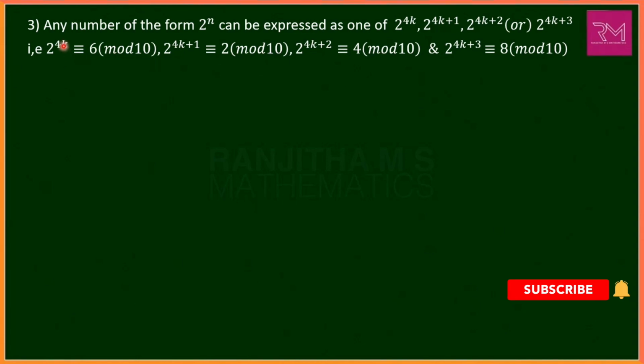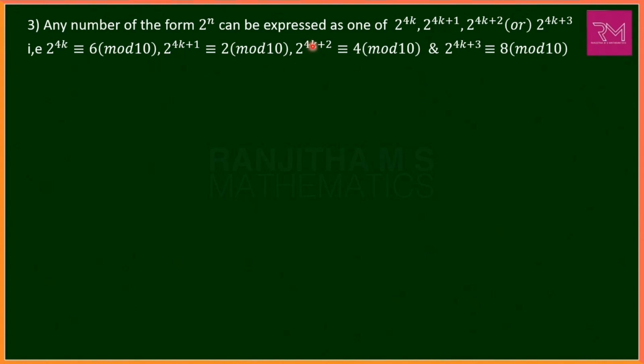If in the place of k we substitute 1, we get 2^4. The value of 2^4 is 16, which is congruent to 6 modulo 10. This satisfies the congruency because 10 divides 16 minus 6, which is 10. Next, substituting k as 1, we get 4 plus 1 as 5. Therefore 2^5 is 32, which is congruent to 2 mod 10, which also satisfies because 10 divides 32 minus 2, which is 30. Therefore 10 divides 30 and the congruency is satisfied.